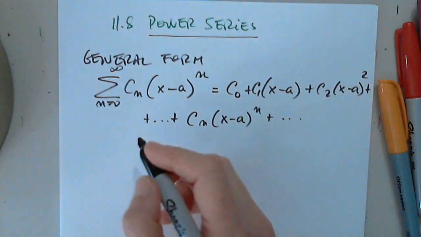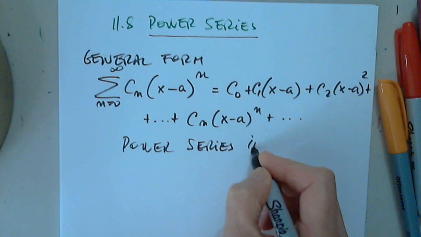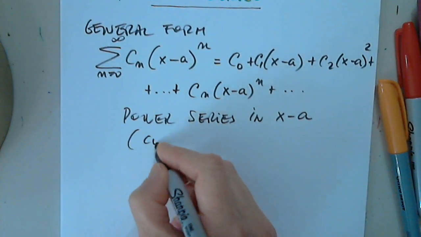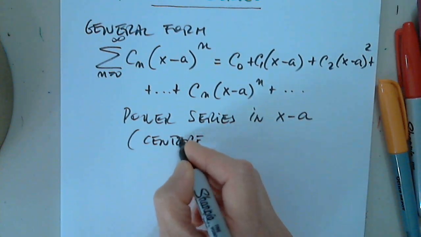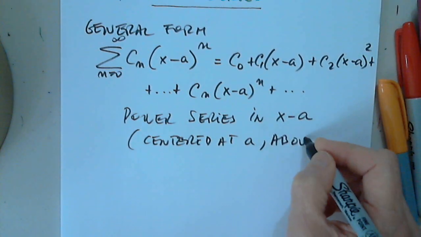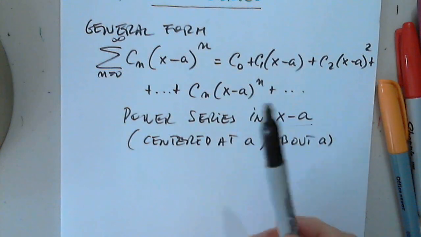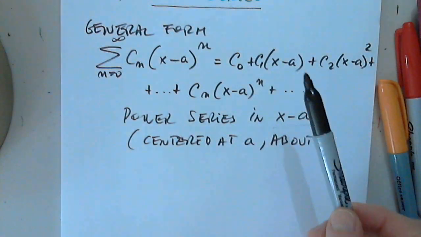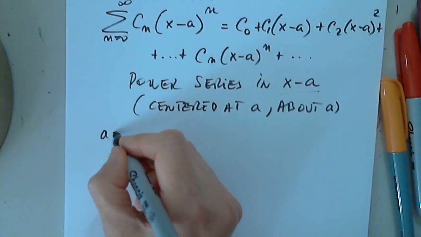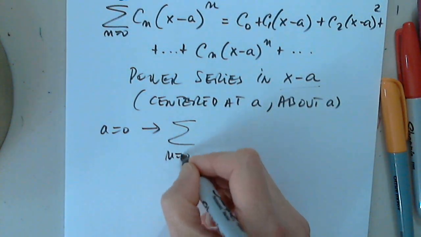So this is a power series in x minus a, also called centered at a, and also about a. So you can say power series in x minus a, or you can say centered at a, or you can say about a. In the specific case when a is 0, we have a power series that looks like this.